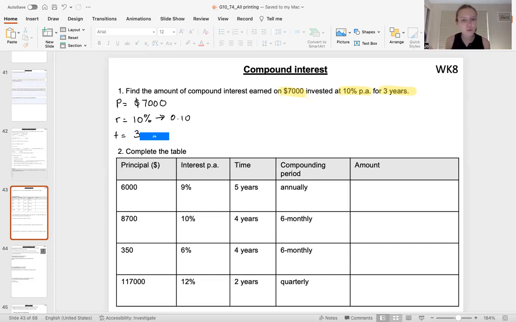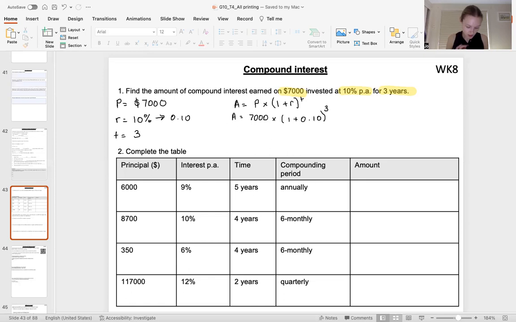Am I compounding more frequently than just on those years? No, so I just keep it like that. Let's put it into our compound interest formula. A equals principal times 1 plus the rate to the power of time. A equals, my principal is 7,000 times 1 plus my rate for the decimal is 0.10, and my time is 3. Then I'm going to use a Desmos calculator or a scientific calculator to calculate this.